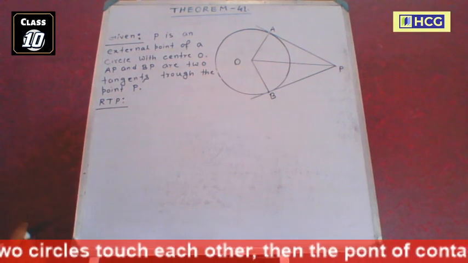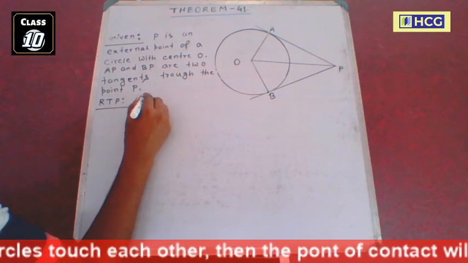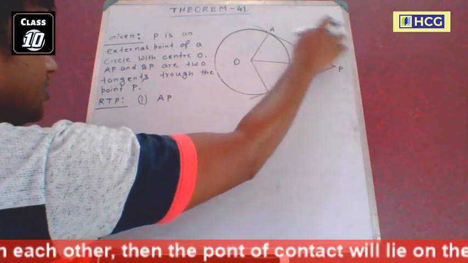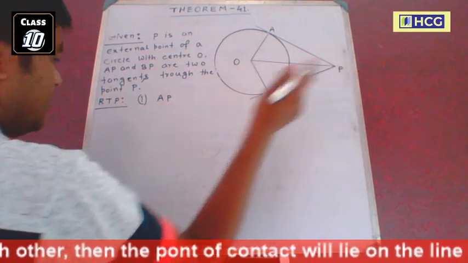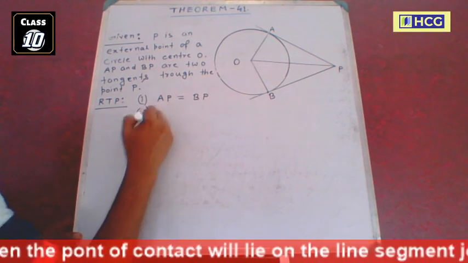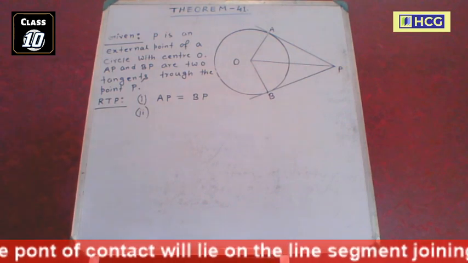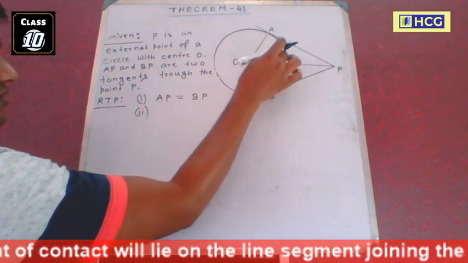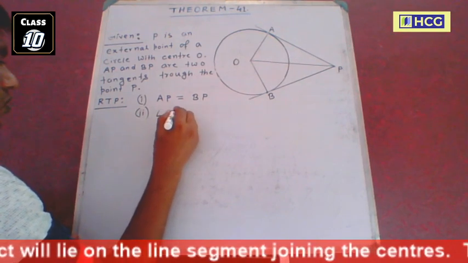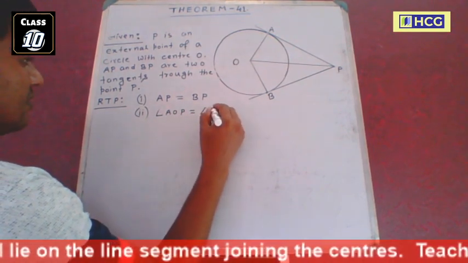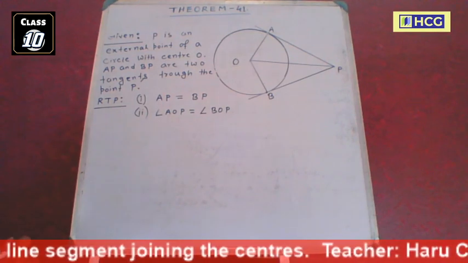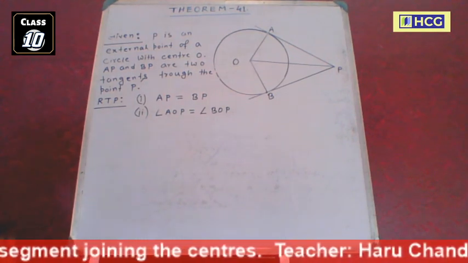RTP in short form. Required to prove length of two tangents. Number one, AP, the line segment joining the point of contact and exterior point. So AP is a line segment and BP is another line segment. Number 1, AP equals to BP. And number 2, they subtend equal angles at the center. This tangent subtends the angle AOP at the center. So measurement of angle AOP is equal to measurement of angle BOP. Required to prove number 1, AP equals to BP, and number 2, angle AOP equals to angle BOP.